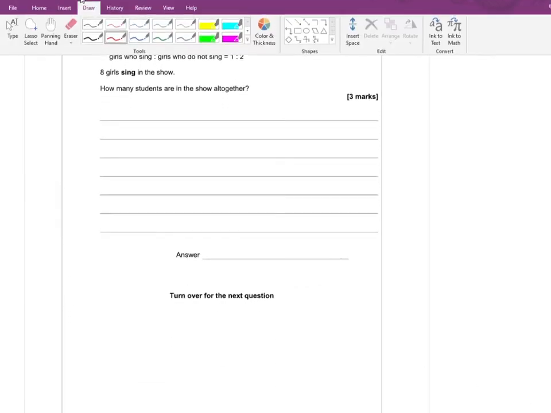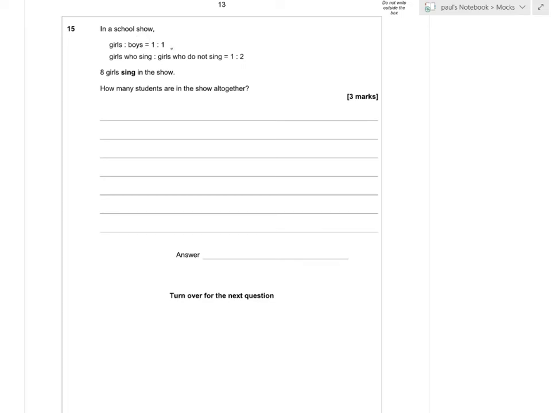Right, in a school show, the girls and boys are the same as each other. Girls who sing to girls who don't sing are 1 to 2. 8 girls sing in the show. How many students are in the show altogether? So, girls who sing and girls who don't sing is 1 to 2. Now we've got 8 girls that sing. So here that's 8. So you must have 16 girls that don't sing. So that makes a total of 24 girls. And the girls and the boys are 1 to 1, so we've got 24 boys. And so altogether 48.